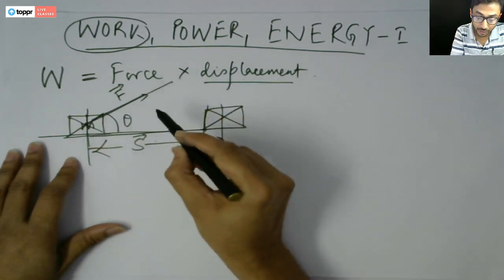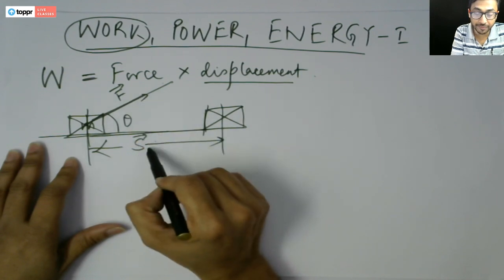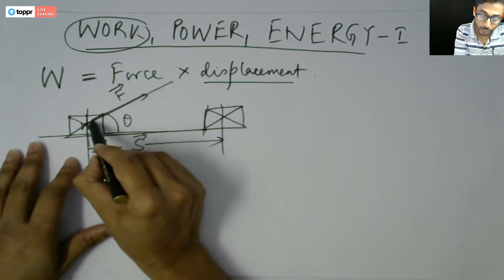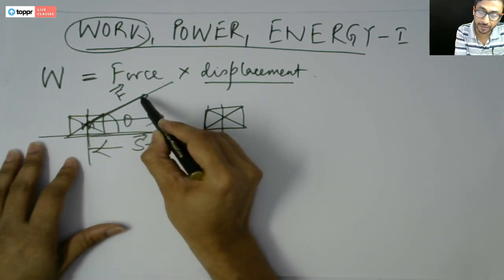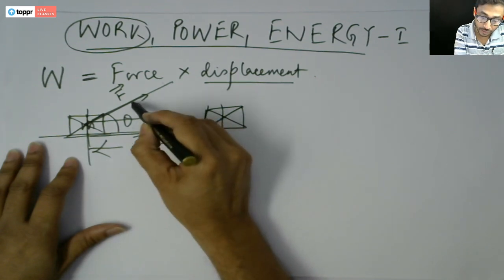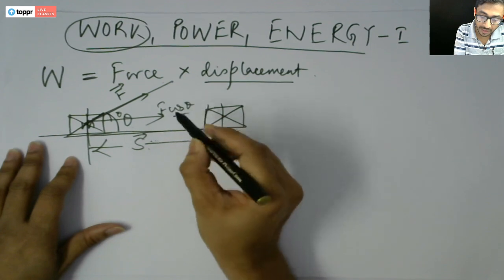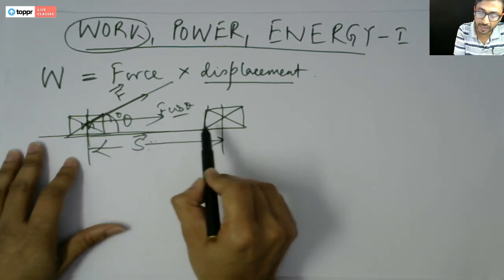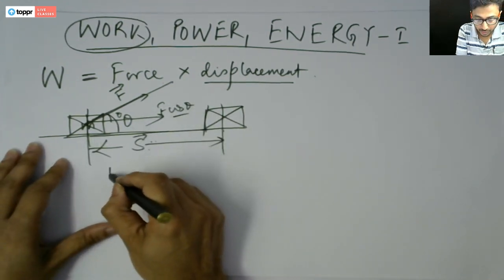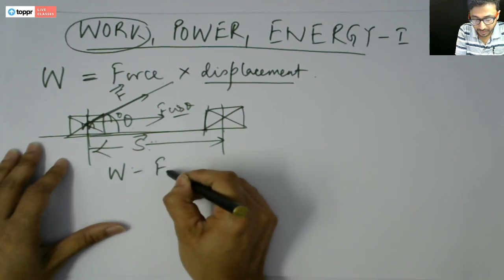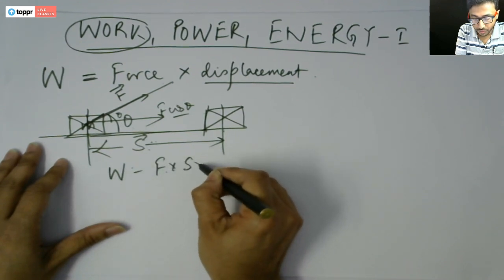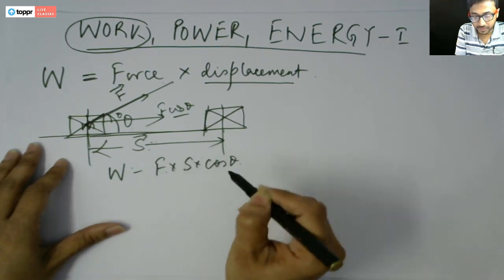then the work, we cannot multiply just F and S. What we have to do? We have to take the component of F in the direction of S. So as this is theta, this is F cos theta, and then we need to multiply the force and the displacement. So the work done, we can write F into S cos theta.